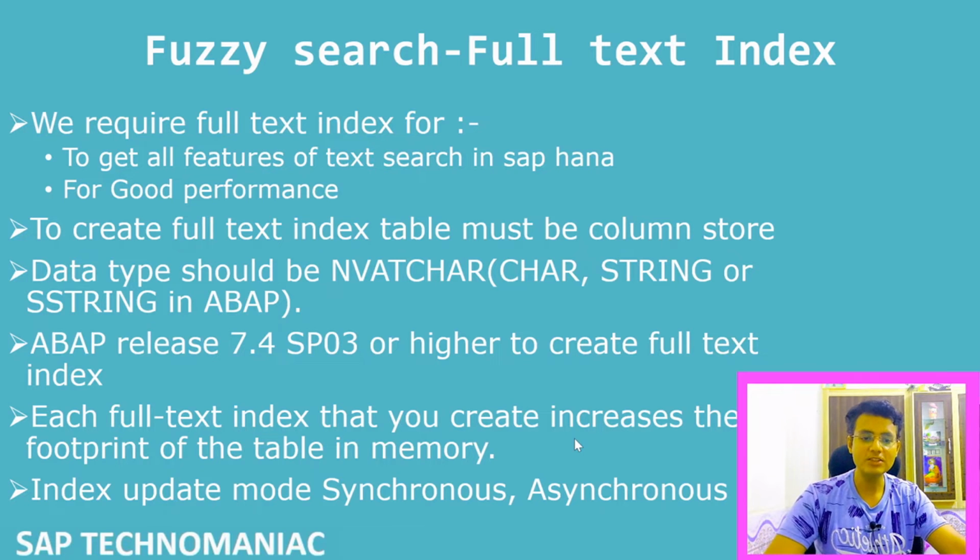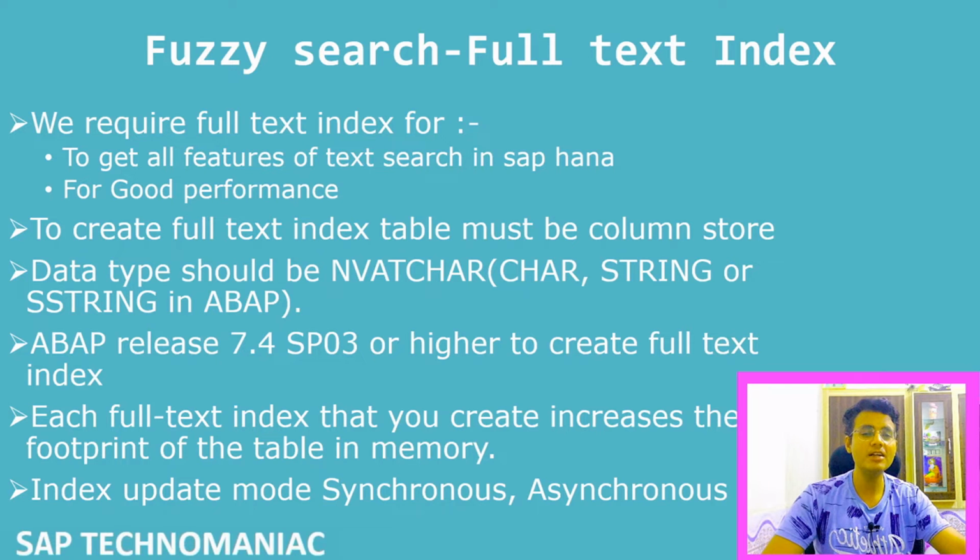And each full text index you create increases the footprint of the data. Obviously, when you create any index, not only this full text index but a secondary index also, it will have some extra data footprint. But in this case, there will be more footprint of data in memory. Whenever we create data, for a column with a full text index there will be some extra column data to create the index, and based on that we can search data fast.